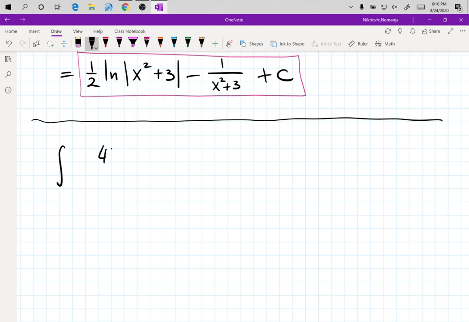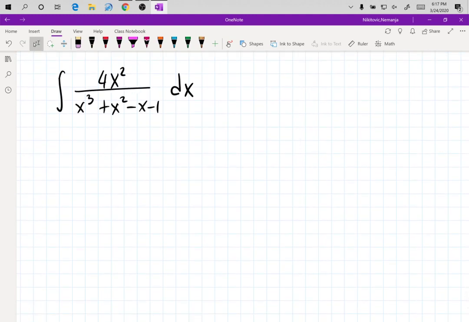So, integral of 4x squared divided by x cubed plus x squared minus x minus 1 dx. Unfortunately, we cannot use substitution or any other methods here, because it is not any of those, right? We have to use partial fraction decomposition. The way it's done is we have to factor the denominator. Now factoring, we'll do that on the side.